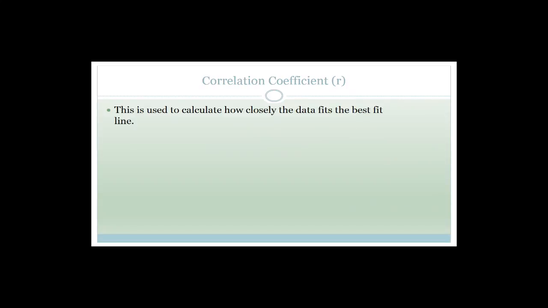Right, now we need to talk about the correlation coefficient, and we will start that in tomorrow's lesson. I mean, what's today? Today's Monday, so on Wednesday's lesson.